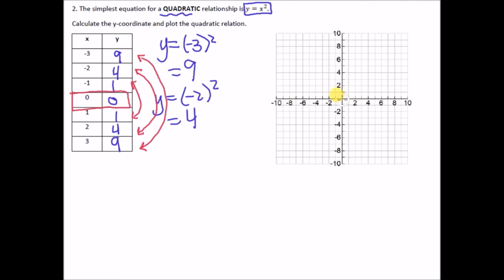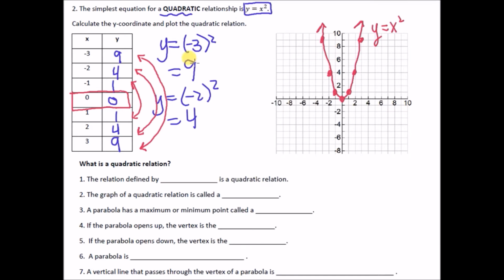So watch me plot it. 0, 0, 1, 1, and -1, 1. 2, 4, and -2, 4. 3, 9, and -3, 9. And that's what a quadratic is going to look like. So that's y equals x squared. So that's the base quadratic without any transformations on it. And that's what we're going to be learning for pretty much the rest of the year.